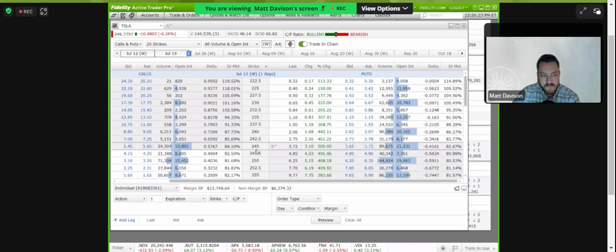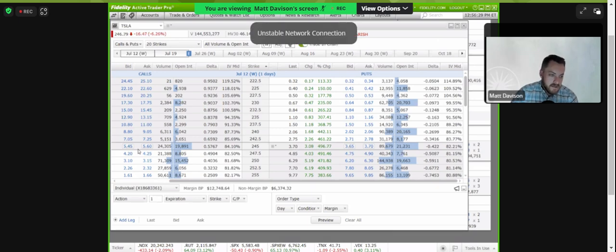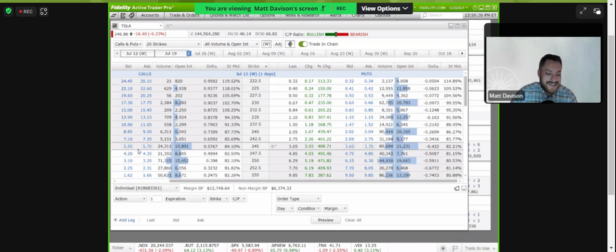So if we were to buy a 245 option, it would cost us $5 and we'll say 50 cents just to make the math easy. So what we're saying is we need Tesla at 250 and 50 cents by expiration just to break even on the option.